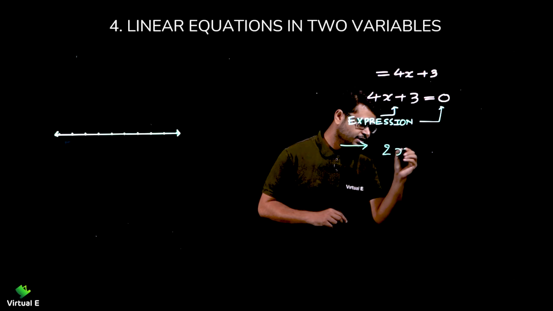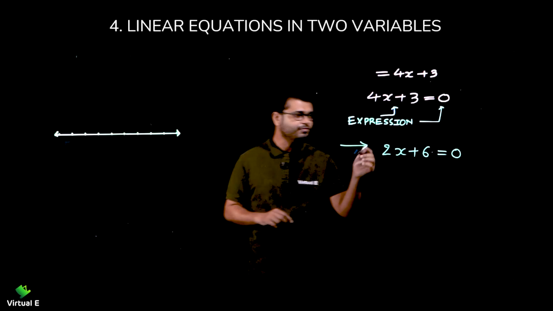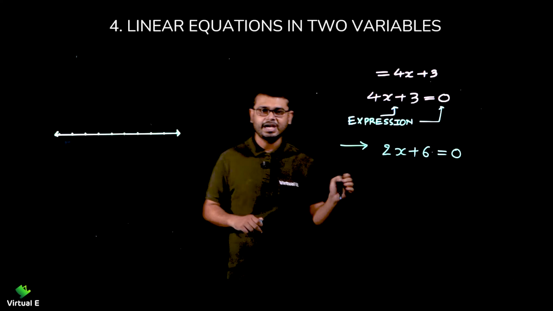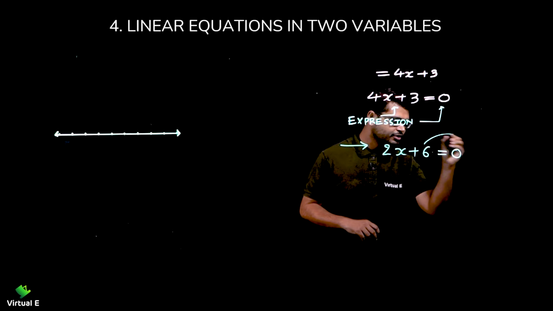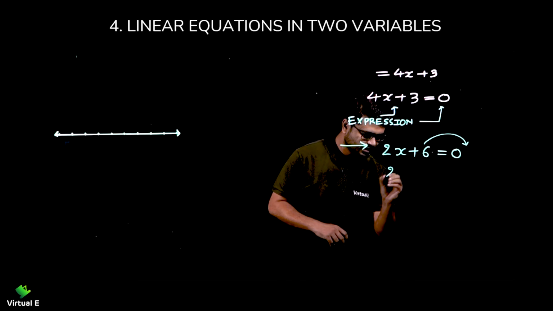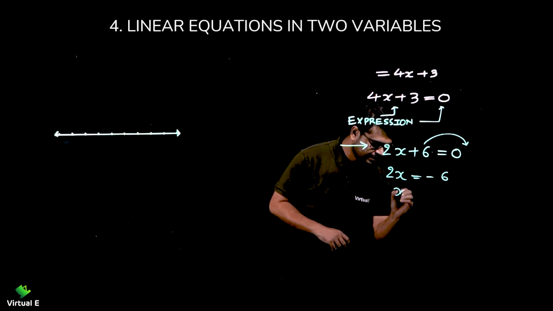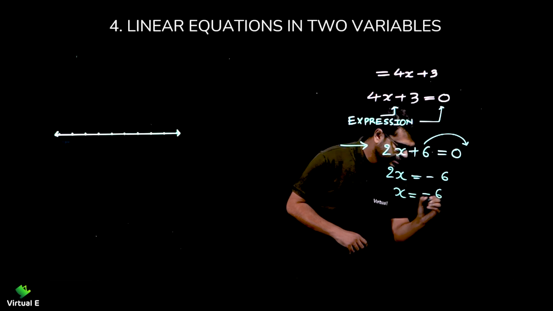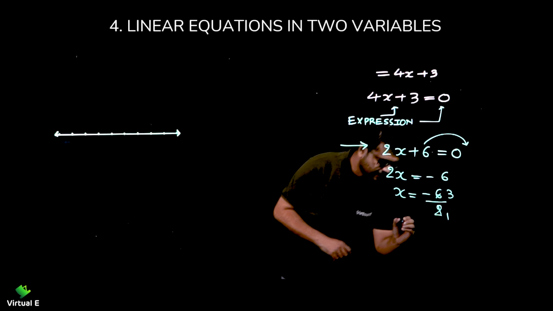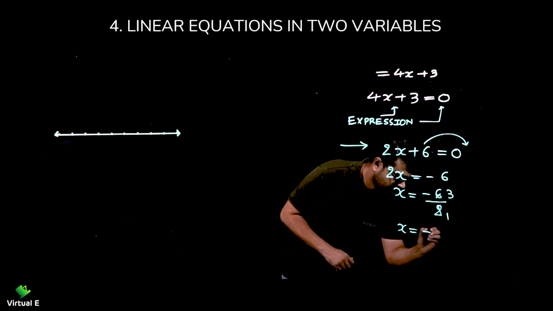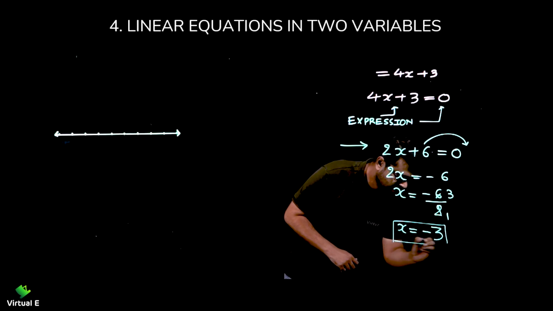Let's solve one problem. 2x plus 6 is equal to 0. I want to get the solution for this. I want to solve for x. So what were we doing? We were shifting this 6, so that is 2x is equal to minus 6, and x is equal to minus 6 over 2. That is, 2 ones are 2 and 2 threes are 6. So x is equal to minus 3 is my solution for this equation.